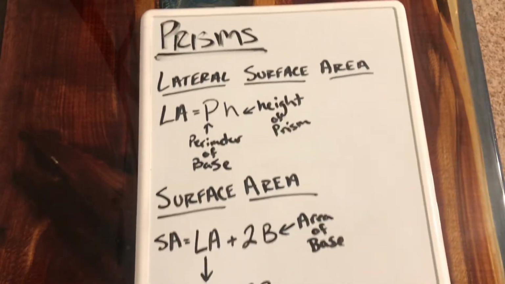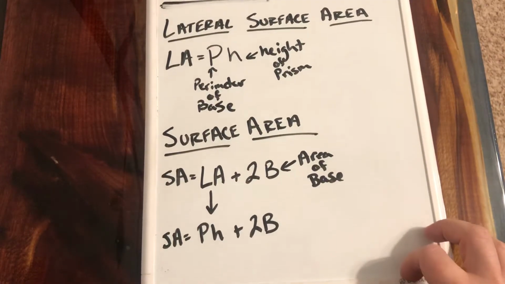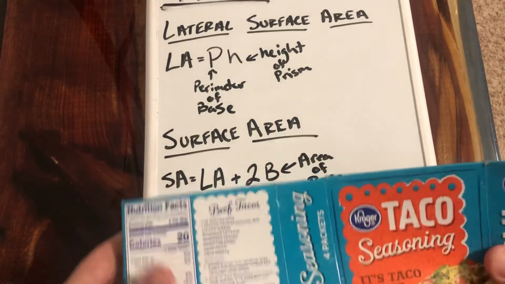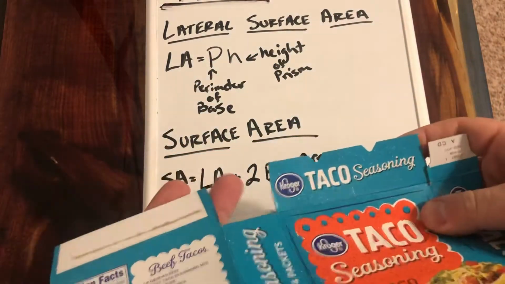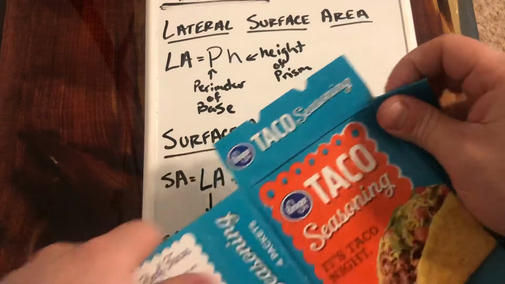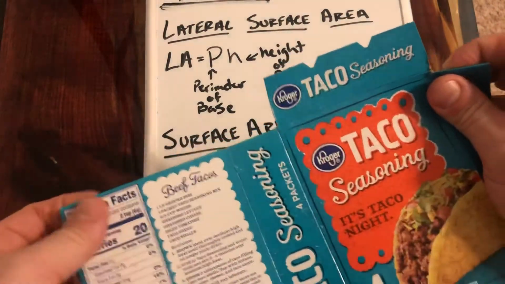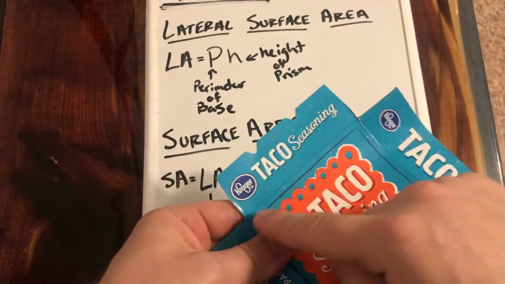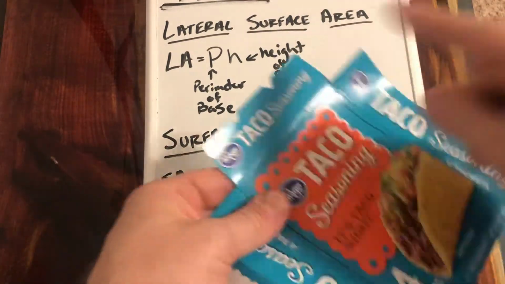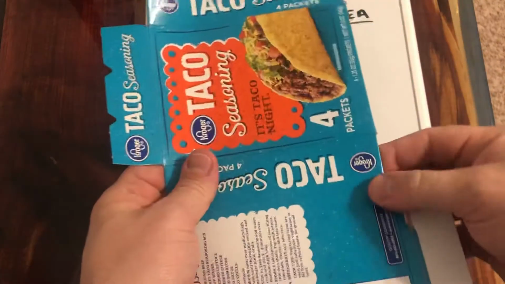Talking about surface area, otherwise referred to as total surface area, you're going to take your lateral area, again, that same rectangle, and you're going to add in the base. So you're going to have to forgive the fact the base isn't perfect on our taco box here, but we're going to add in the base, this rectangular piece, for the top and the bottom.